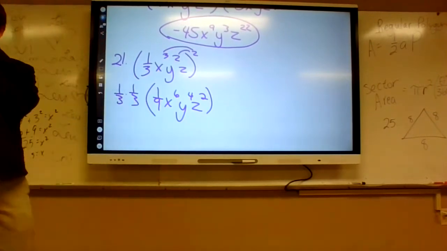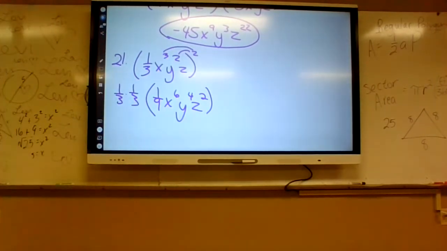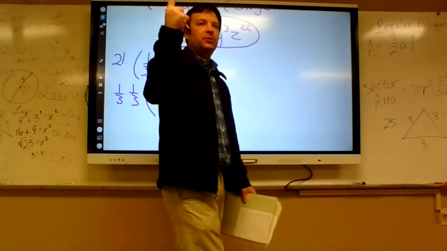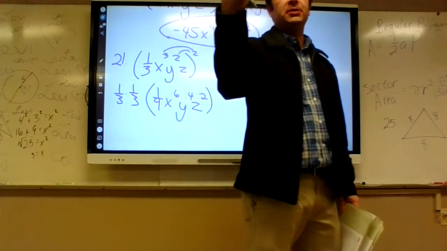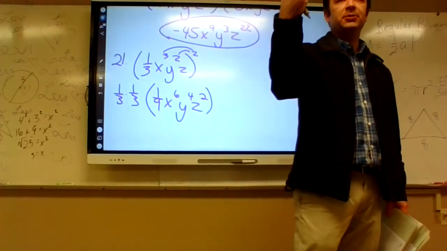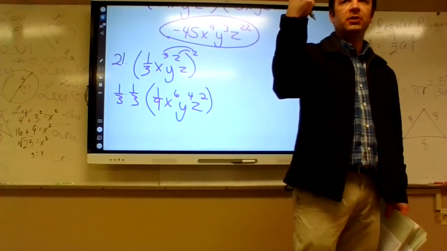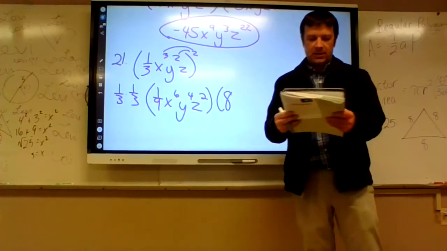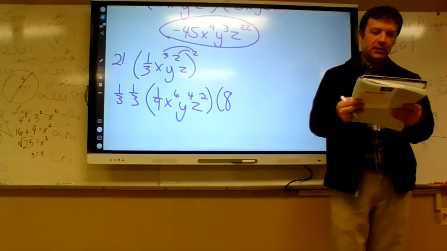So what is 2 cubed? 2 to the 3rd power is 2 times 2 times 2. 2 times 2 is 4, 4 times 2 is 8.